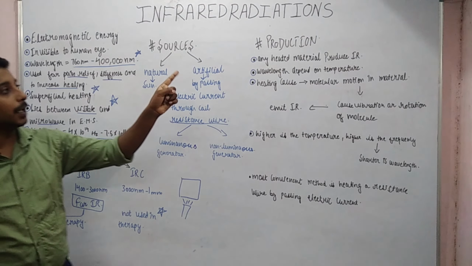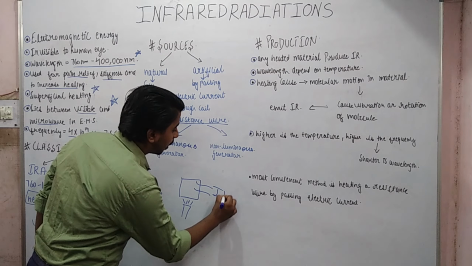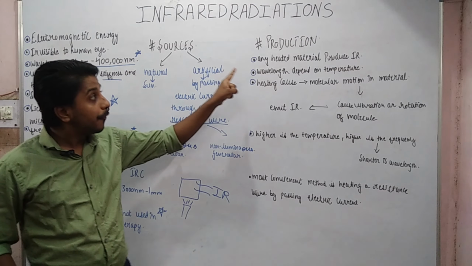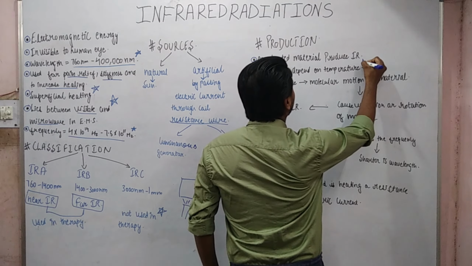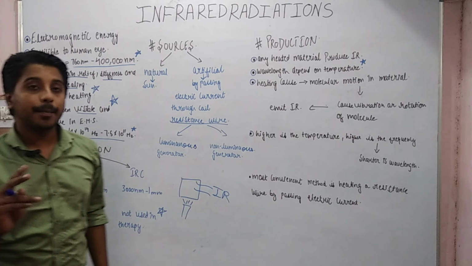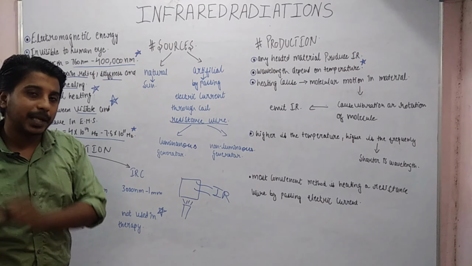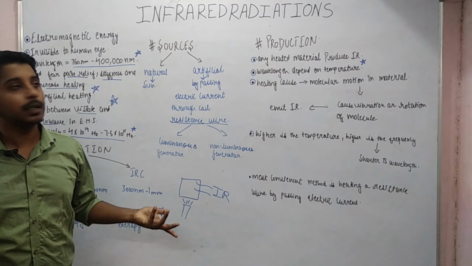Okay, any heated material produces IR. Any heated material produces IR. Wavelength depends upon temperature. This is important. But you will ask that when I heated this object, it emitted IR. But why? How did this occur?